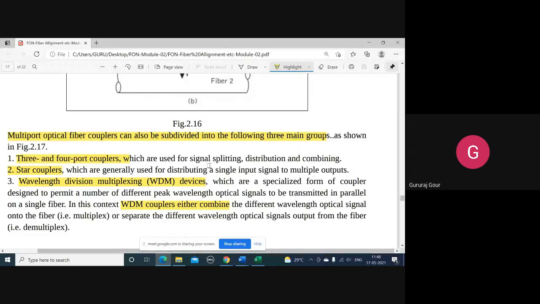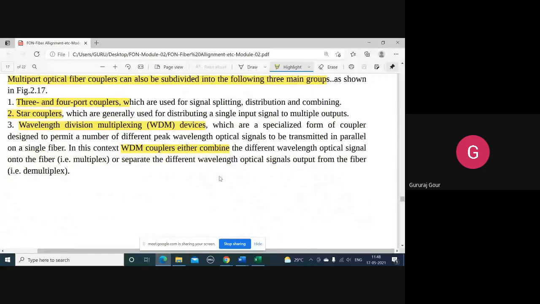There are three main categories of multi-port optical fiber couplers. The 3 and 4 port couplers are used for signal splitting, distribution, and combining the signals. Star couplers are mainly used for distributing a single input signal to multiple outputs. And WDM couplers are used to combine multiple signals of different wavelengths coming from different input ports, multiplex them and send them, or demultiplex them. Normally in WDM techniques, WDM couplers are used. We are going to study this in detail in module 5.